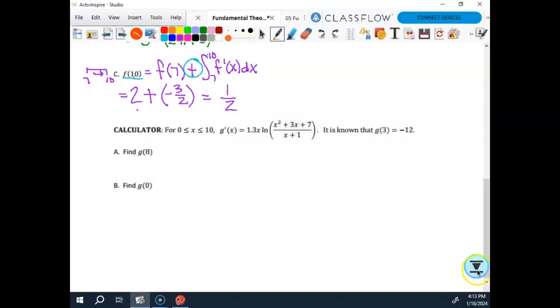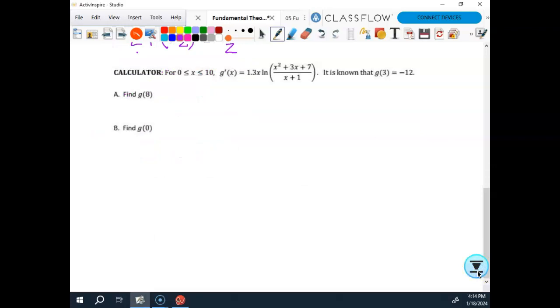Okay, so now you need your calculator because these are calculator questions here. We've got, from 0 to 10, g prime of x equals this mess here. And it's known that g of 3 equals negative 12. We want to find g of 8. Okay? We are not going to integrate that and then find it and do all that stuff. We could do a general integral, but we're not doing that. We're going to use the fundamental theorem of calculus here.